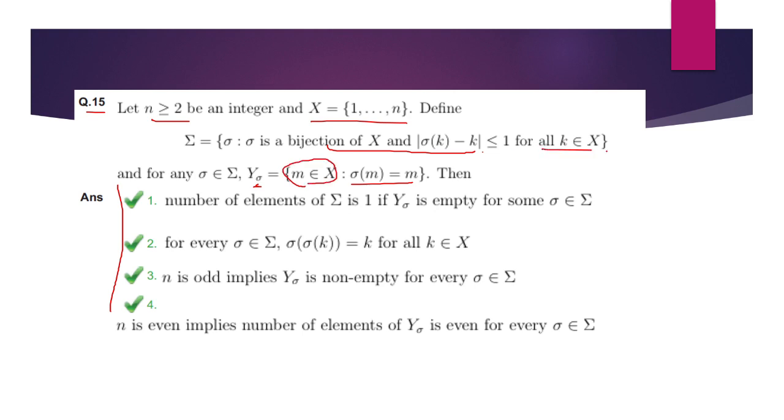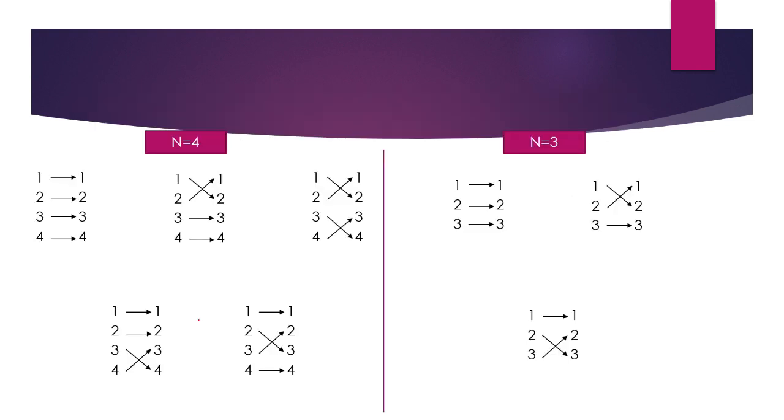Over here it is written for all k belonging to X, and as you can see the third and fourth options say odd and even, so I'll just consider even first, and then odd. So n is equal to 4. Now it says that every element must have an image such that the difference is either 0, 1 or minus 1, where it becomes a mod, right? So 1 to 1, 2 to 2, and so on, this can be an option, or 1 to 2, 2 to 1, 3 to 4, 4 to 3 can be an option.